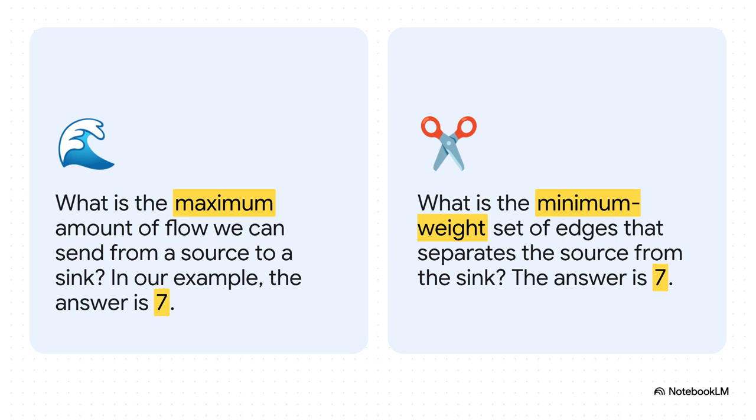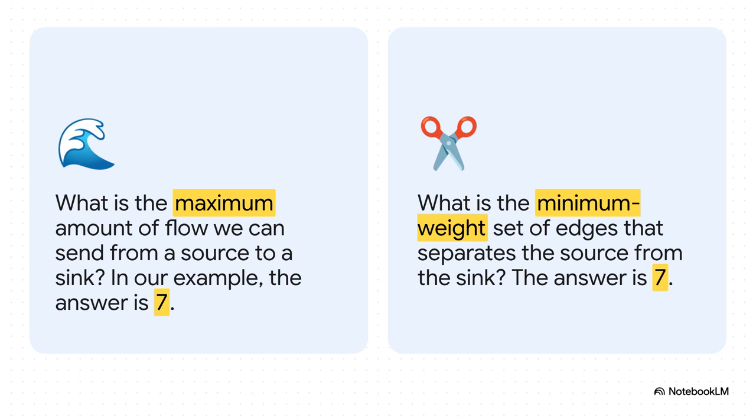Okay, on one hand, you've got the maximum flow problem. Just imagine this network is a bunch of water pipes. The source is where the water comes in, the sink is where it goes out, and every pipe has a max capacity, right? The question is, what's the absolute most water we can push through this thing, from source to sink? In this example, you could maybe send 4 units on that top path, 3 on the bottom, for a total of 7. And it turns out that's the limit.